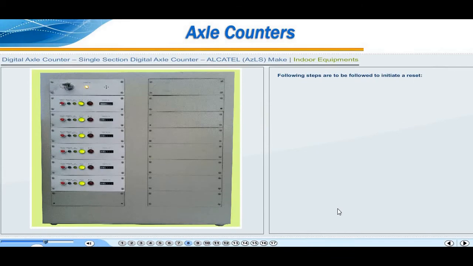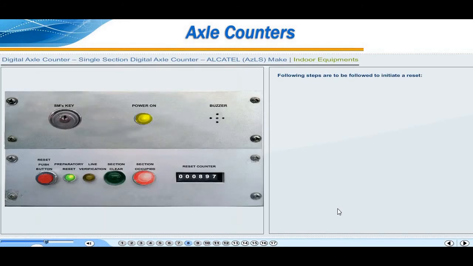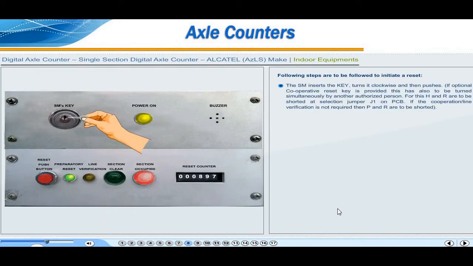Following steps are to be followed to initiate a reset. The SM inserts the key, turns it clockwise and then pushes. If optional cooperative reset key is provided, this has also to be turned simultaneously by another authorized person. For this, H and R to be shorted at selection jumper J1 on PCB. If the cooperation or line verification is not required, then P and R are to be shorted.